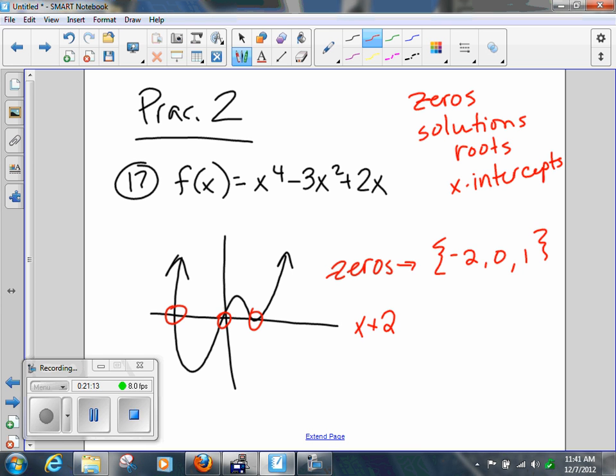X plus 2, x plus 0. Do you guys agree with that? All right, now let's think about this. This is the part that's weird, okay? And this is what I think this has to do with.